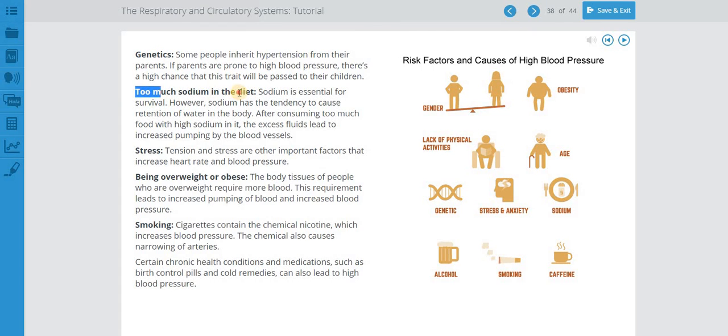Some things that you can watch is too much sodium in the diet. Everybody puts salt in everything. If you don't believe me, just next time you eat something, look at the package. It'll tell you how much sodium is in it. And we consume way too much sodium in our lives.